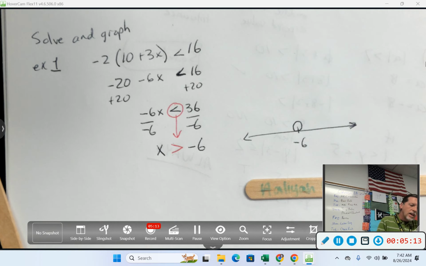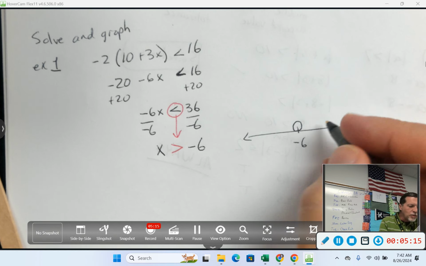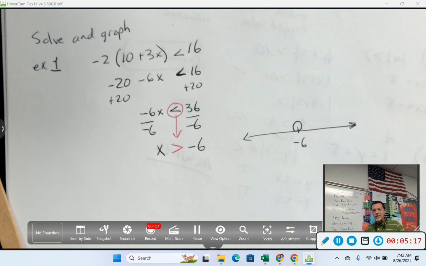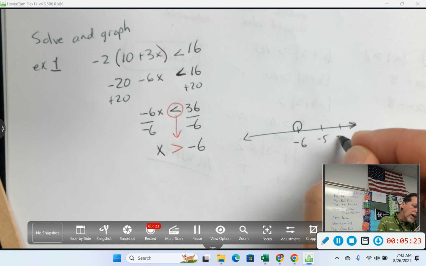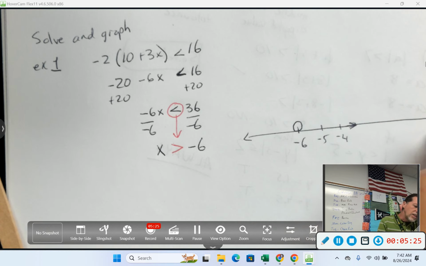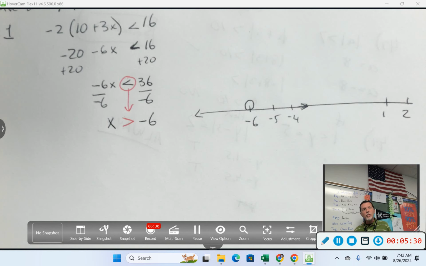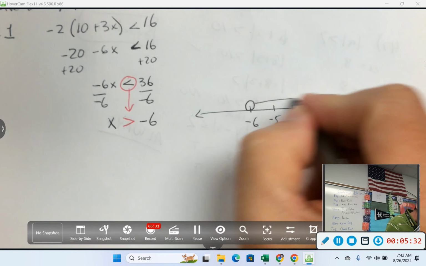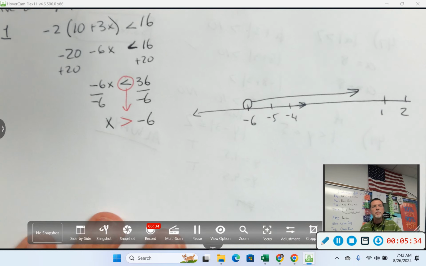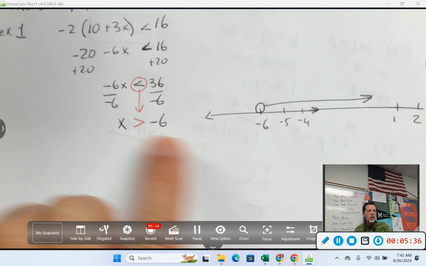This would be one spot where maybe it is helpful to put other numbers on there. You don't need to, but if you're getting confused, especially with negatives, you're like, wait a minute, where are the bigger numbers? -5, -4, eventually you hit 1 and 2. So again, you don't need to label those, but if it helps you get the shading right, then by all means, label them. So there's our solve and our picture.